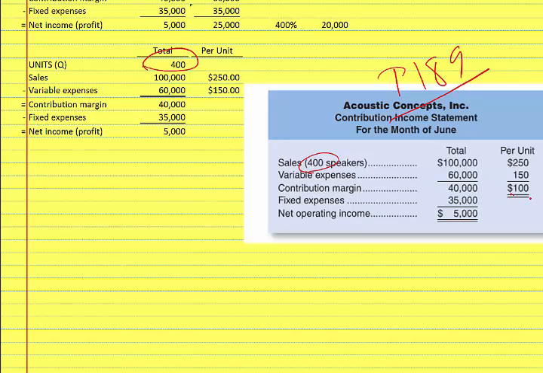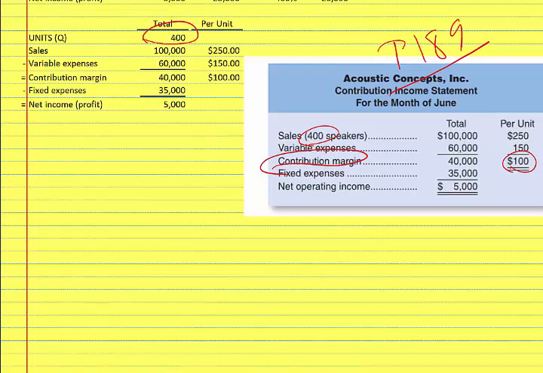A contribution margin per unit. So let's take a look at that. That goes right there in my structure, and I can say sales minus variable expenses in the per unit column, just as I did in the total column. So let me say sales of $250, the selling price per unit, minus variable expenses of $150, the variable expense per unit, and that gives me $100 in contribution margin per unit.